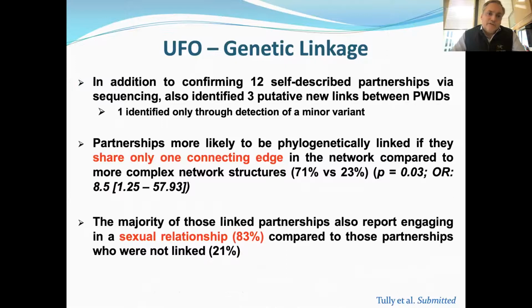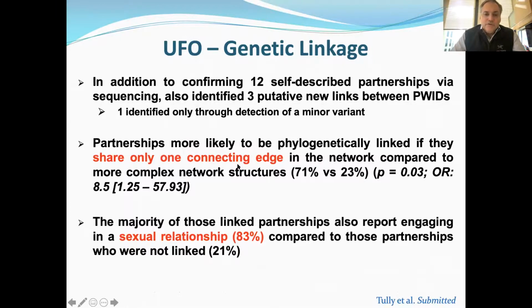Now we've taken that another step further, looking more closely at the sequence data. In addition to confirming 12 of those self-described partnerships by sequencing, we also identified 3 new links between individuals within that cohort, including one that was identified only through a minor variant that we would not have picked up with Sanger sequencing.